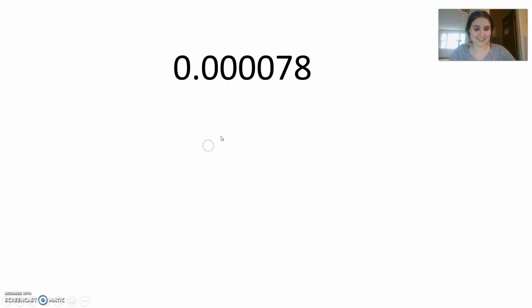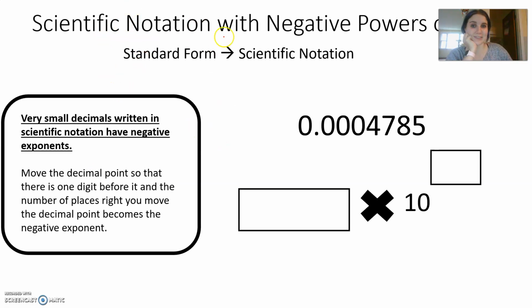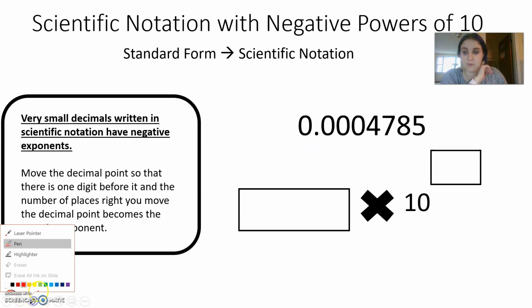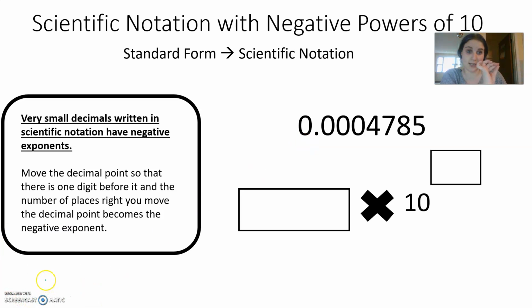Hi everyone! Today we're going to write in scientific notation with negative powers of 10. Very small decimals that are less than 1 are written in scientific notation with negative exponents. So to do this, you move the decimal point to the right and you move it until there's one digit before it. The number of places that you move it becomes the exponent and you make it negative.